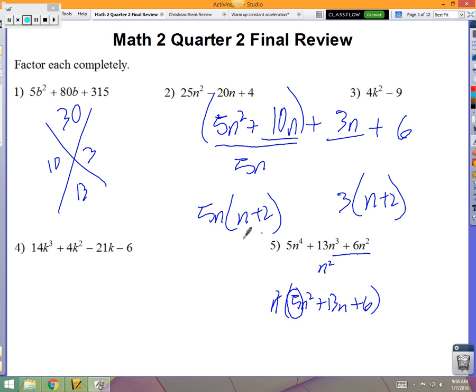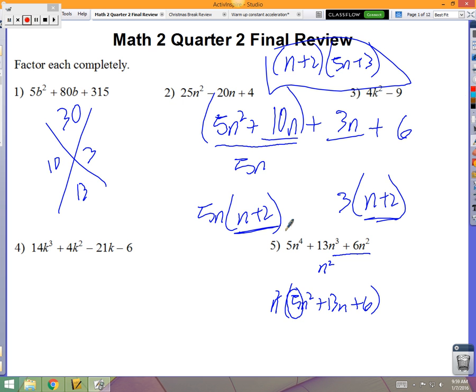And then, just like before, your final answer, group 1 and group 2 both got an n plus 2. So it's going to be n plus 2. And then your other group's going to be 5n plus 3. And that is it.